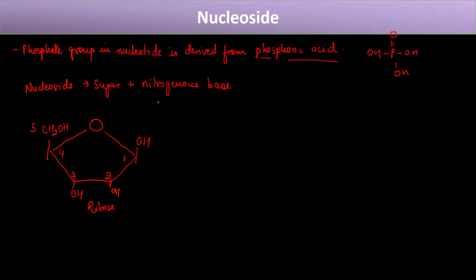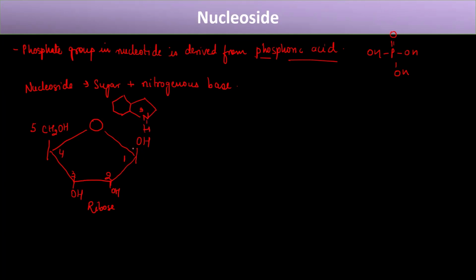Now, let's draw the nitrogenous base, because nucleoside is the sugar plus nitrogenous base. Suppose I'm drawing a purine for now. Purine is a double-membered ring. So this is my purine. We have N here. The rest of the structure I'm not drawing. This is the ninth position, and this is N, the first position. And this N has H here.